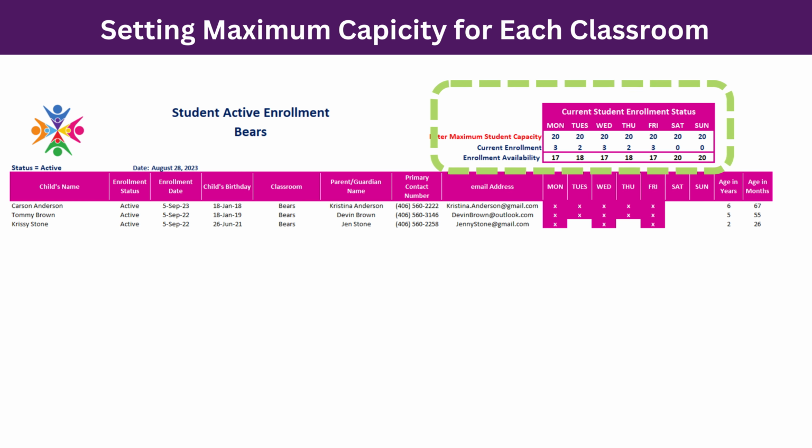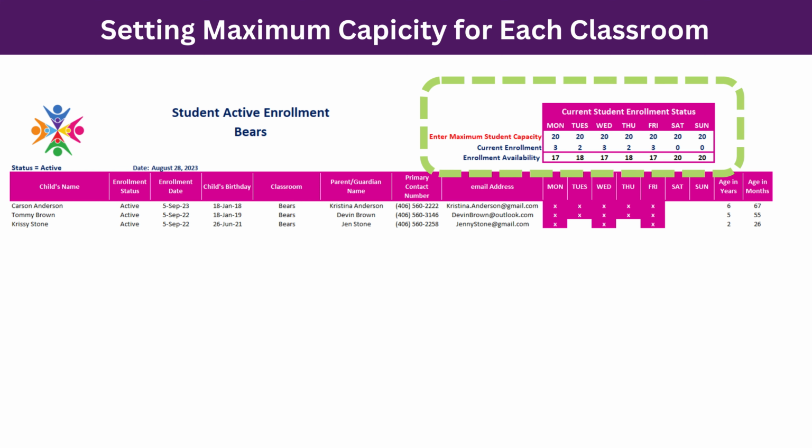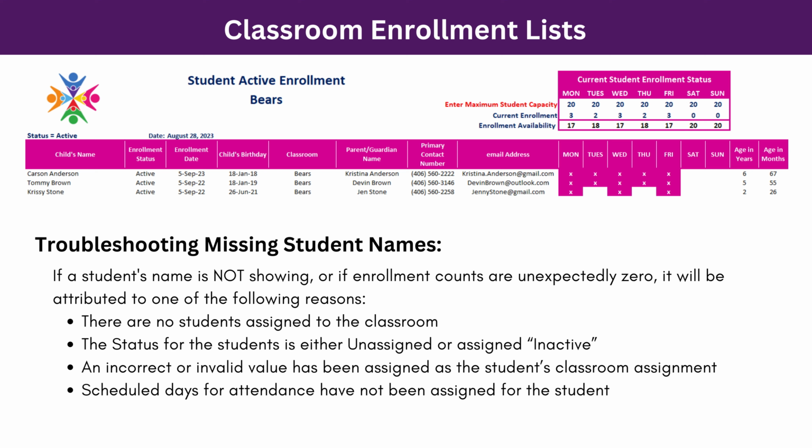Maximum capacity for each classroom is managed on the individual enrollment lists for each classroom. By default, the workbook is delivered with a maximum capacity set at 20 for each day. It is important to update these maximum capacity levels if they differ for your classrooms. All classroom enrollment lists are automatically generated and will be updated for each classroom based on the student information that is entered and maintained on the master enrollment list.